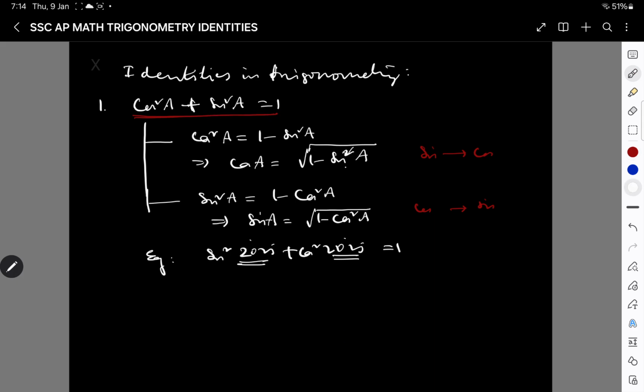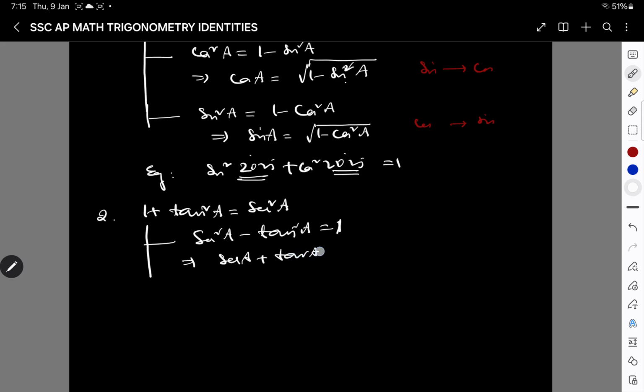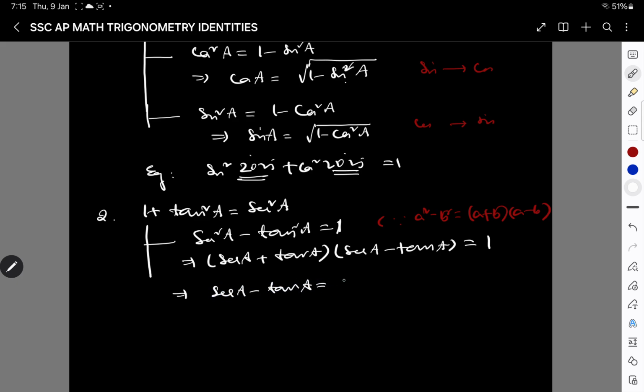The second identity you have is 1 plus tan square A is equal to secant square A. The applications of this are like, the first one, I can transfer tan square to that side, so we write secant square A minus tan square A is equal to 1. This implies secant A plus tan A, this is A square minus B square. A square minus B square is split into A plus B into A minus B. So from this we can write secant A minus tan A as 1 by secant A plus tan A.